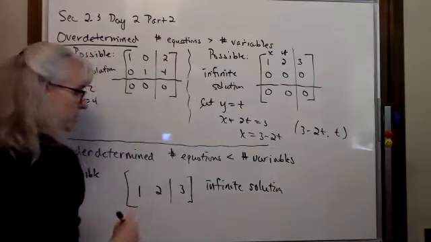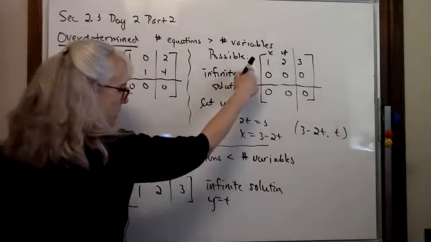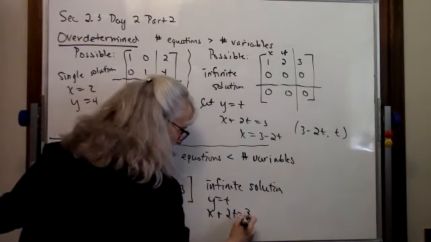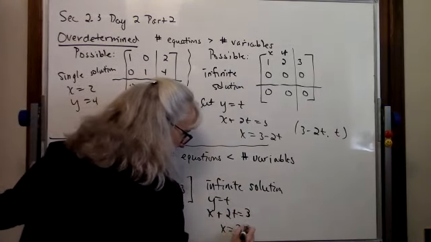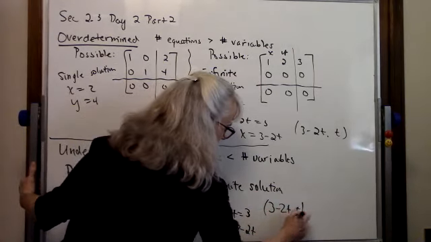You would go to your parameters again. So we're going to let y equal t. I think this is the same as this line. So this would be x plus 2t equals 3, so x is 3 minus 2t. And again, we still get 3 minus 2t, comma t.